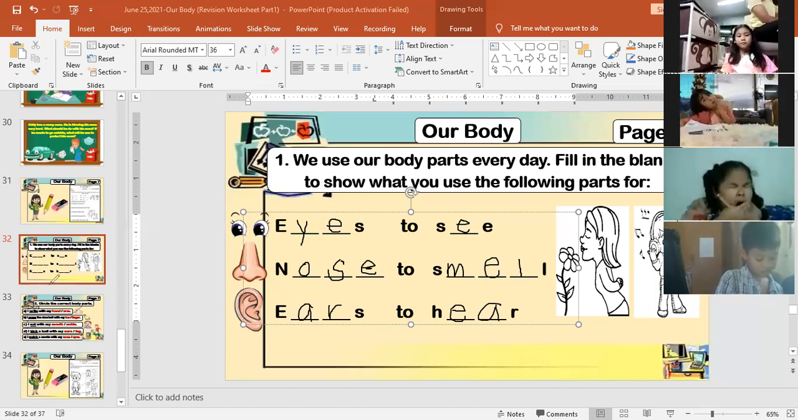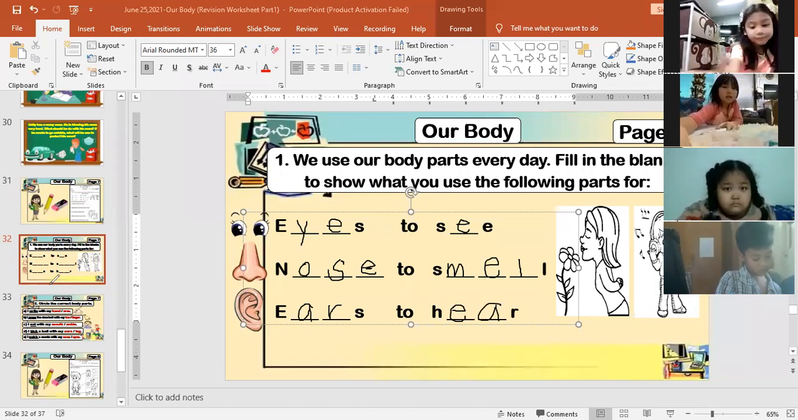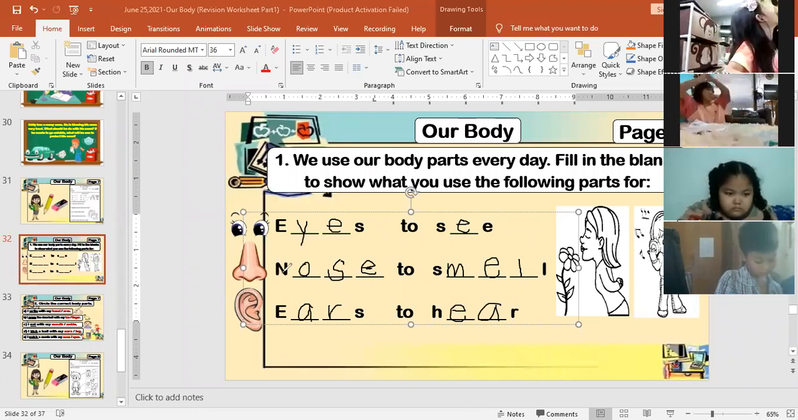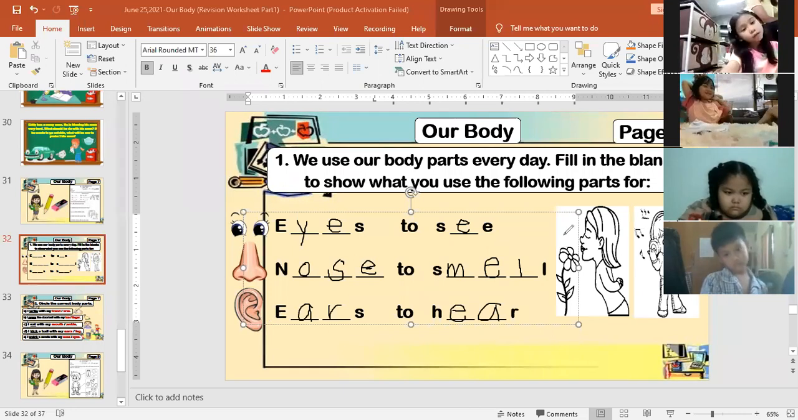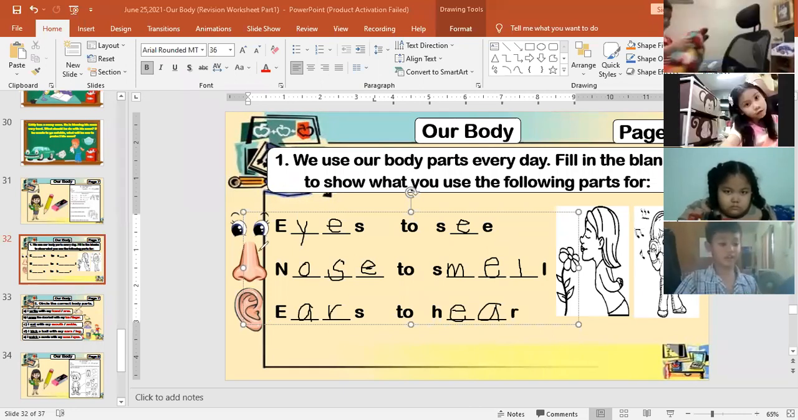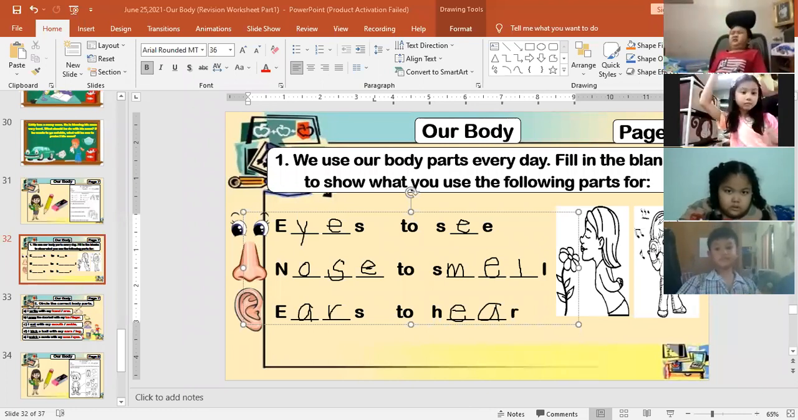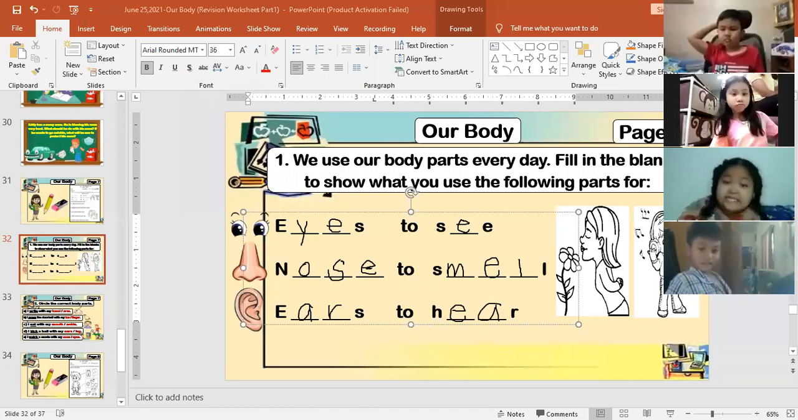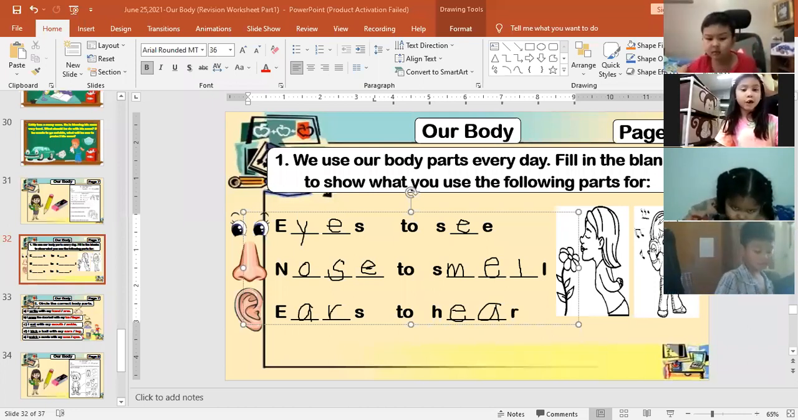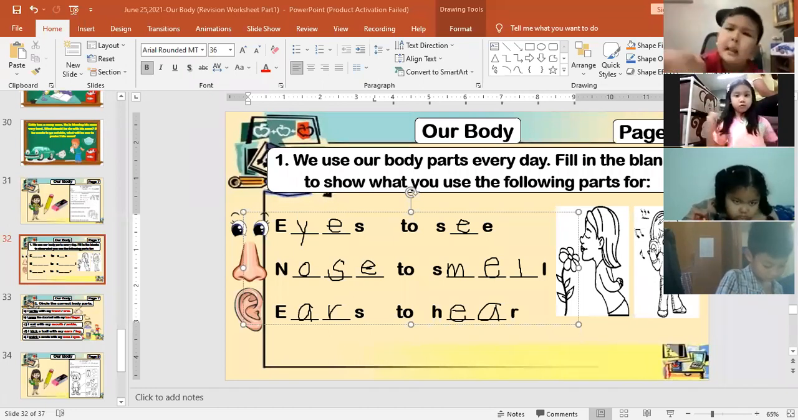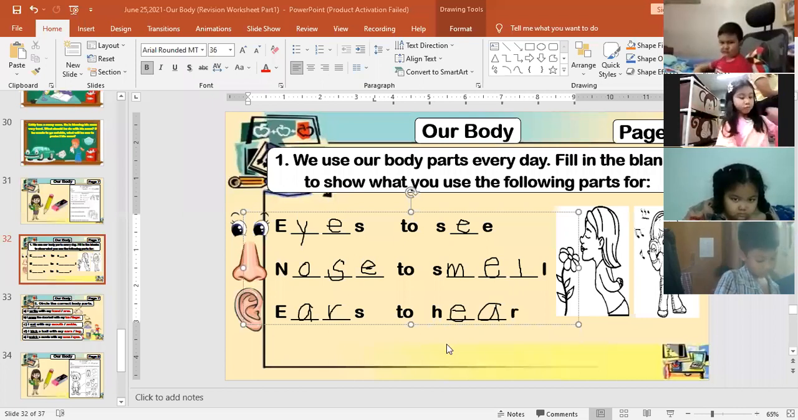I am finished. Let's wait for your classmate. Teacher, I am finished. Teacher, I don't have a book. You can use your worksheet. This one.